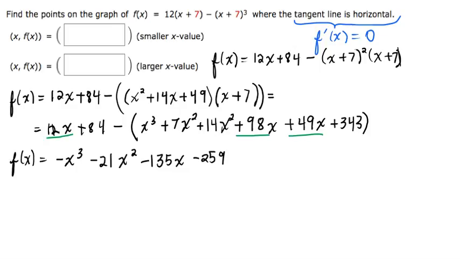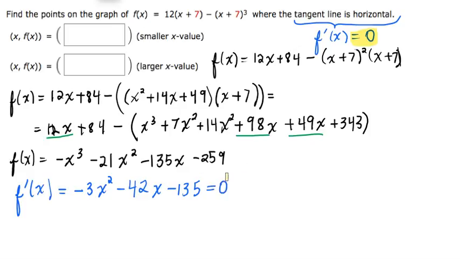Now, none of that involved the derivative at all. That was just expanding the function. But now that we have that, we can differentiate using the power rule. So we get f prime of x is negative 3x squared, bringing the 3 down, decreasing the power by 1. Bringing the 2 down times the 21 gives us negative 42x to the first. The derivative of a constant times x is the coefficient, so negative 135. And the derivative of a constant by itself is 0. So there's the derivative, and we want to find where the derivative equals 0, so we're going to set that equal to 0 down here.